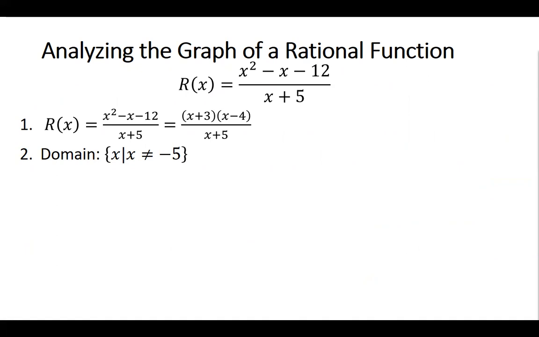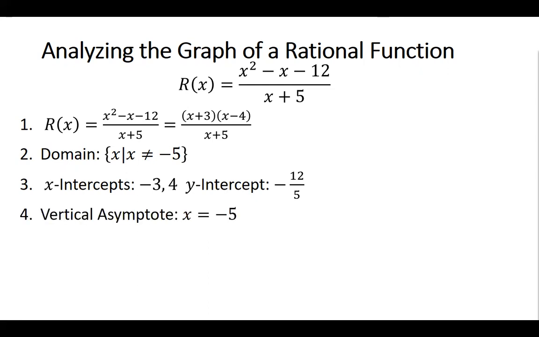We know that the value of the rational function will be equal to 0 when either of the factors of the numerator are equal to 0. So we've got x-intercepts at negative 3 and 4, because x plus 3 set equal to 0 means x equals negative 3, and x minus 4 set equal to 0 gives us x equals 4. That's when we're going to have x-intercepts. And our y-intercept: if x is equal to 0, it eliminates all the x terms, and we're just left with negative 12 over 5. So we have our x-intercepts and we have our y-intercept.